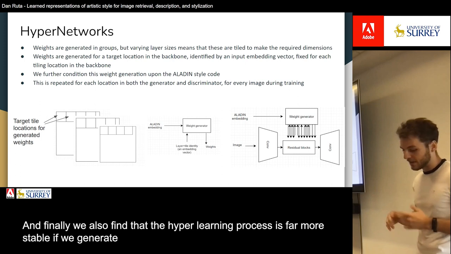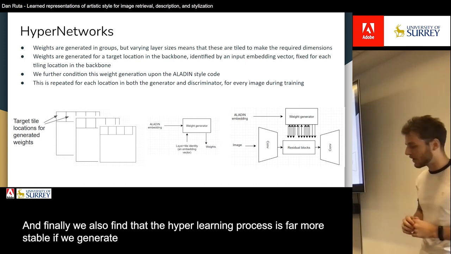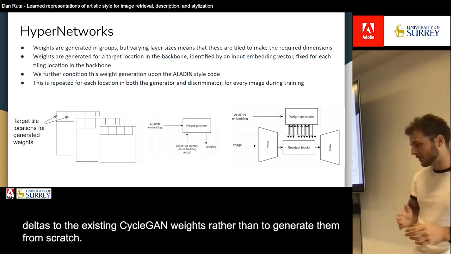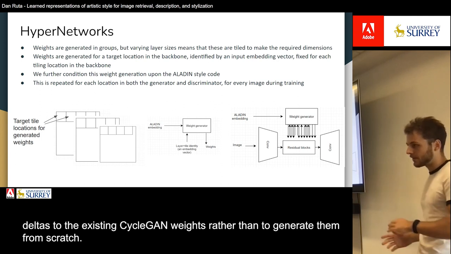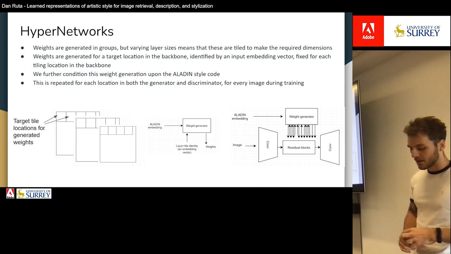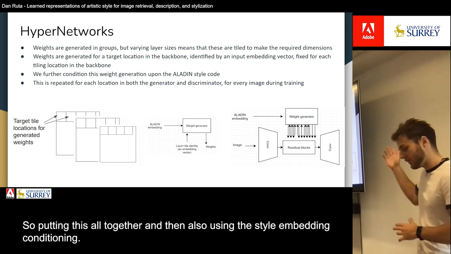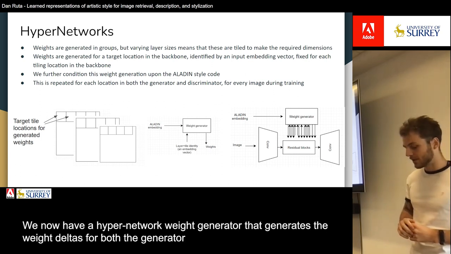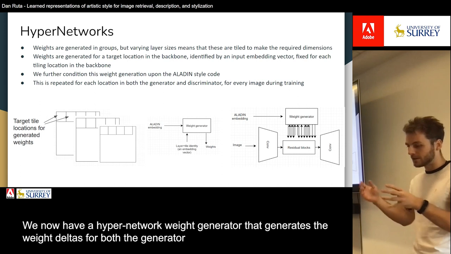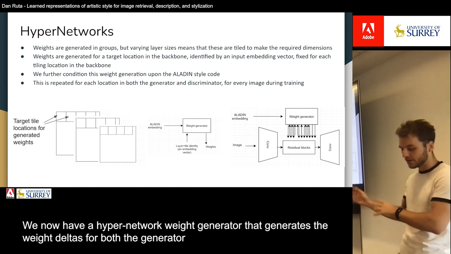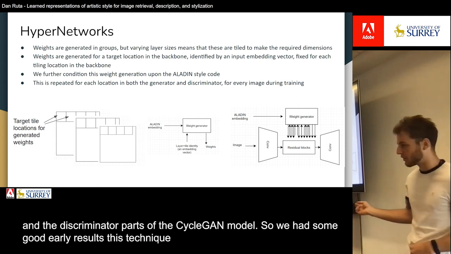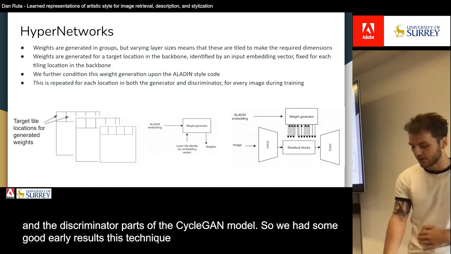And finally, we also find that the hyperlearning process is far more stable if we generate deltas to the existing CycleGAN weights rather than generating them from scratch. So putting this all together and then also using this style embedding as conditioning, we have a hypernetwork weight generator that generates the weight deltas for both the generator and discriminator part of the CycleGAN model.